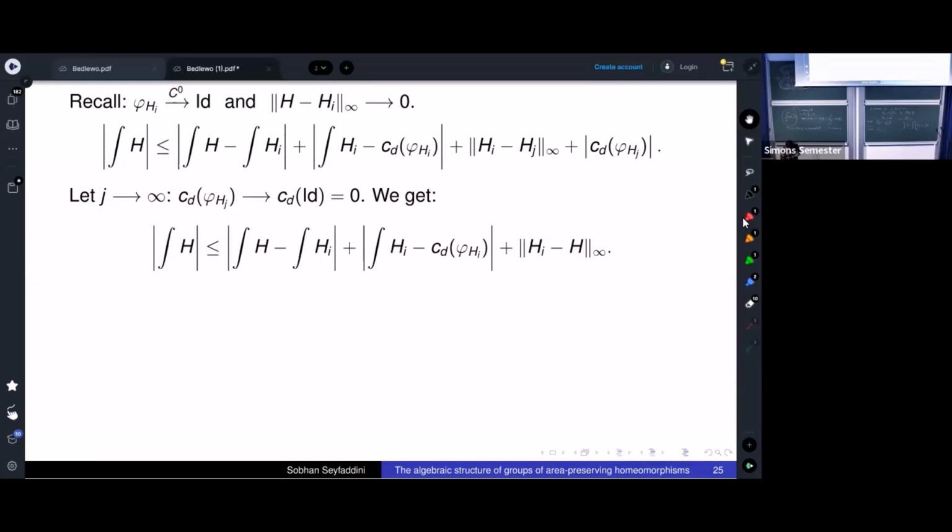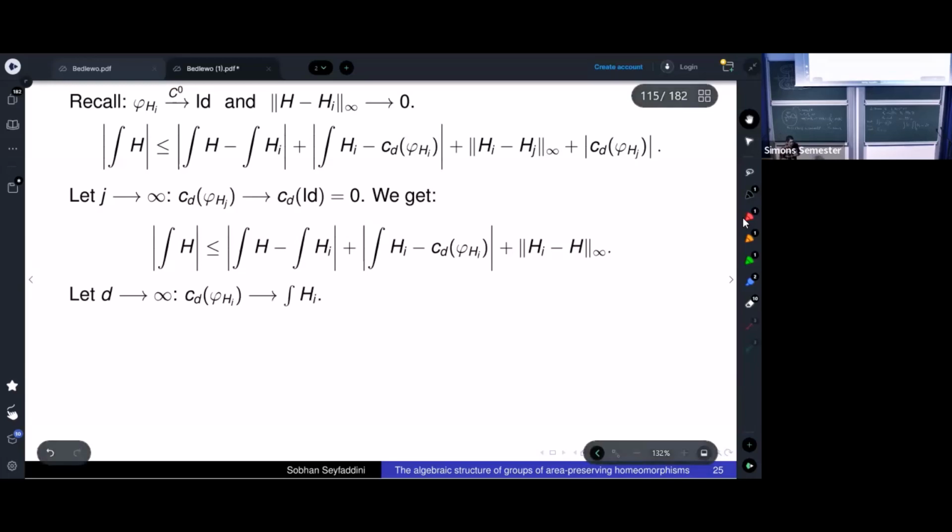Now we have to take limits with respect to D. Let D go to infinity. And now I use this connection of these invariants, the fact that these invariants in the limit recover the Calabi. So I is fixed here, and I'm taking the limit as D goes to infinity. And this was one of the properties that was on the slide. In the limit, CD of IHI converges to the average of the Calabi.